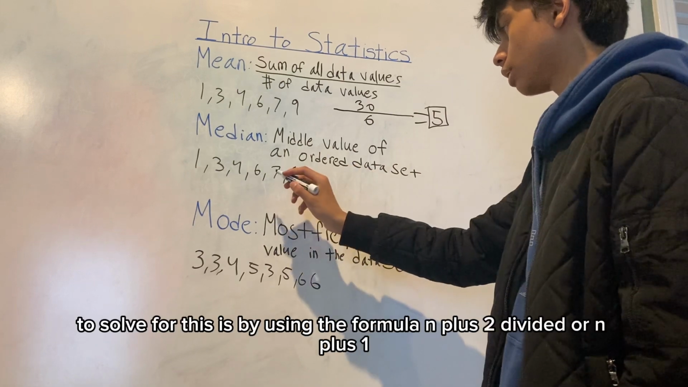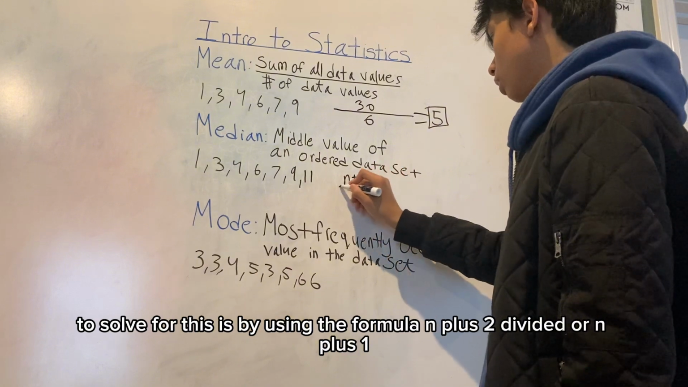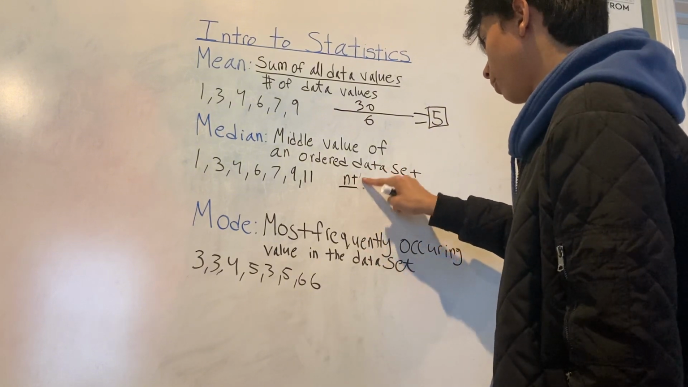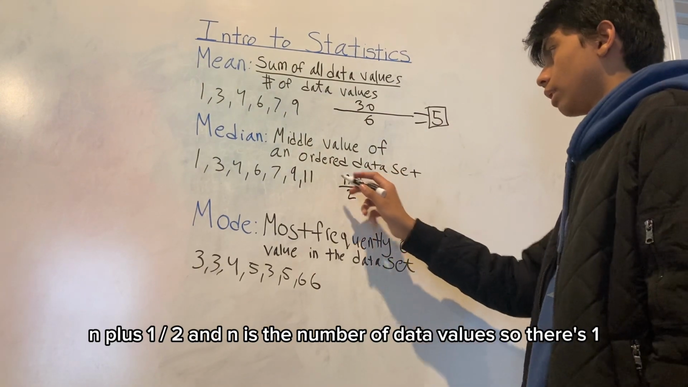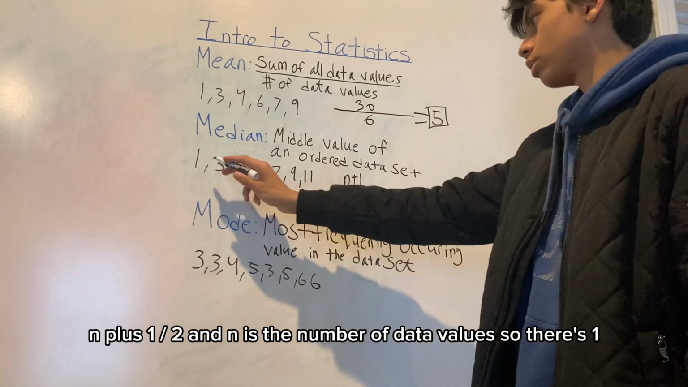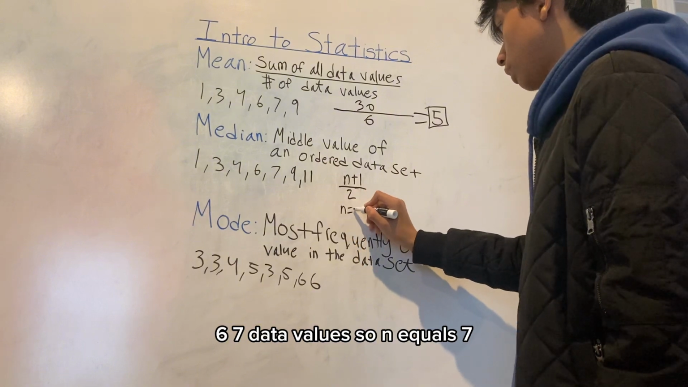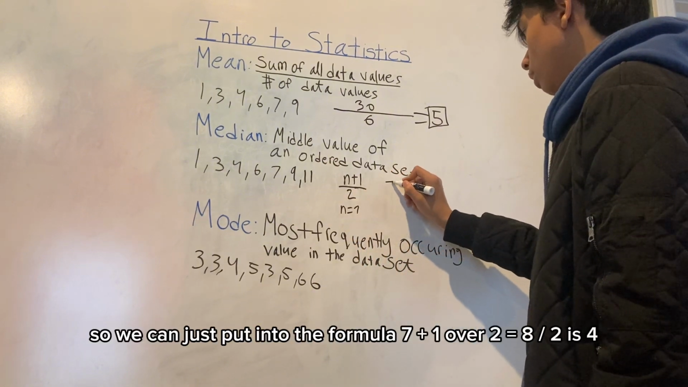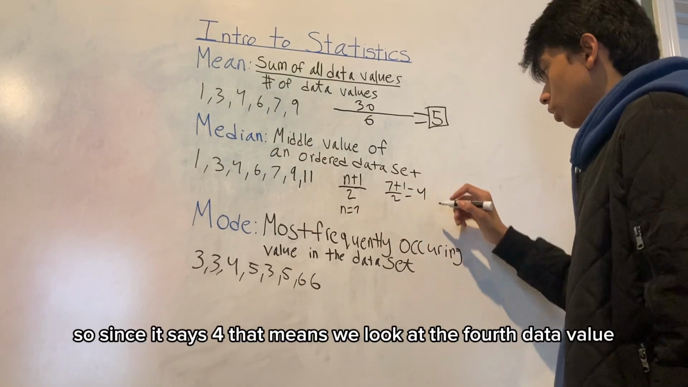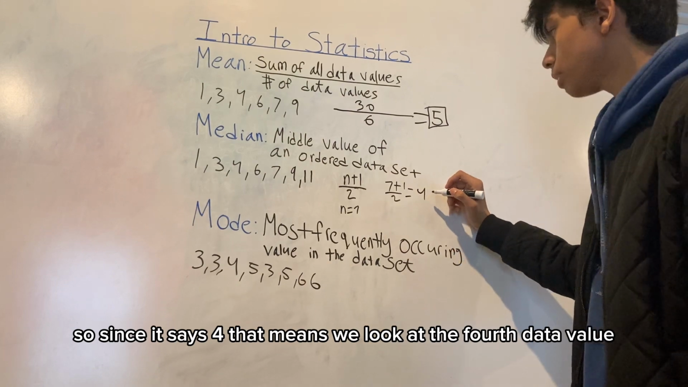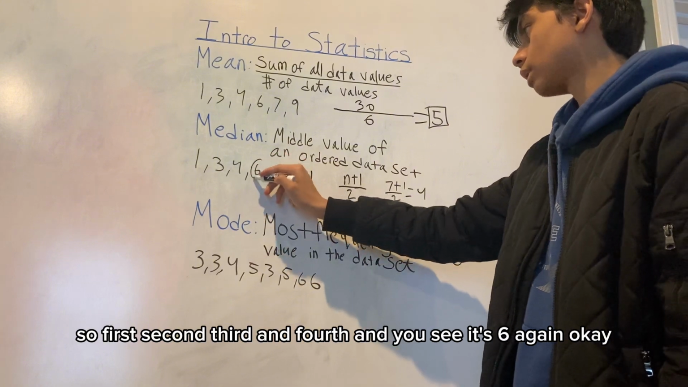Another way to solve for this is by using the formula n plus 1 divided by 2, where n is the number of data values. So there's 1, 2, 3, 4, 5, 6, 7 data values. So n equals 7. We can put it into the formula: 7 plus 1 over 2 equals 8 divided by 2, which is 4. Since it says 4, that means we look at the 4th data value. 1st, 2nd, 3rd, and 4th, and you see it's 6 again.